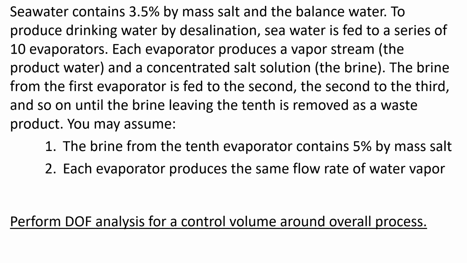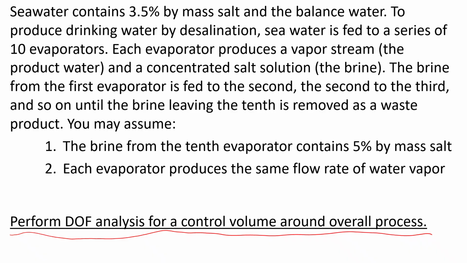In order to evaluate if we can solve for any of the unknowns, we're going to perform a degree of freedom analysis for a control volume around the overall process. Where we should start, we don't know. This is a common issue you're going to face with solving multiple unit mass balance problems. You don't know which one to consider first, which control volume to consider first, the overall or a control volume around any one of the units.